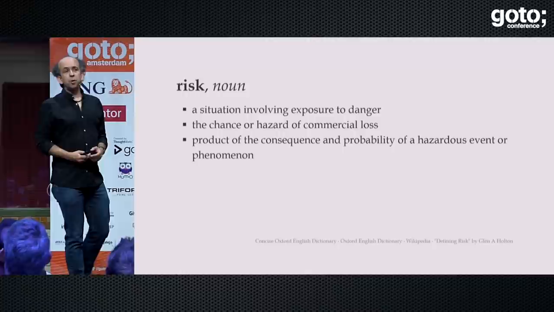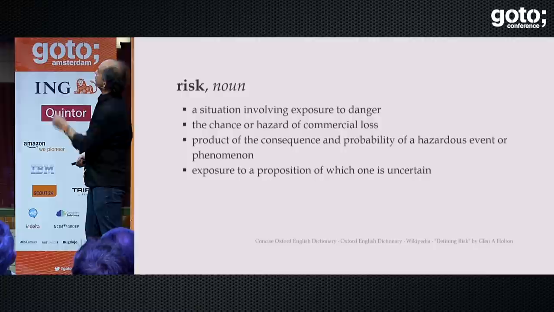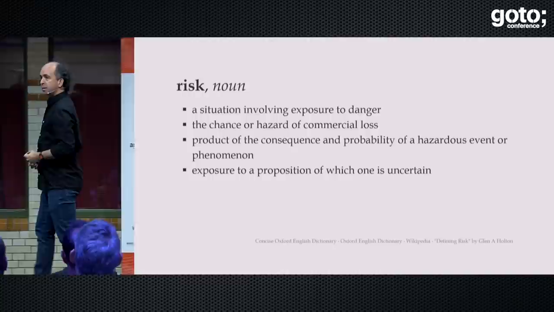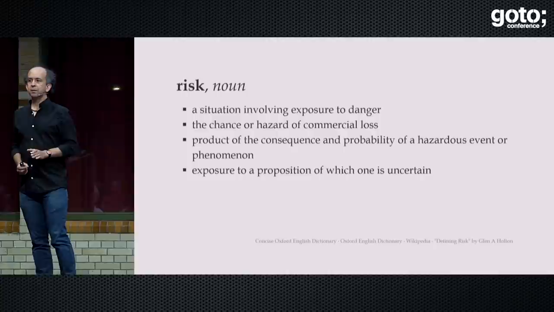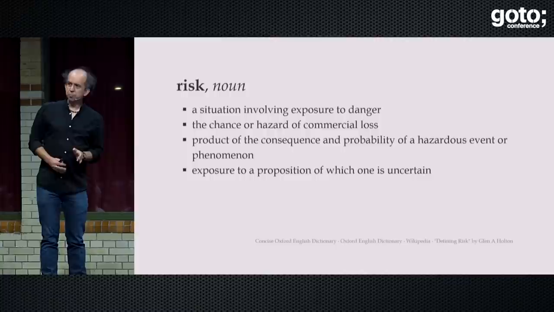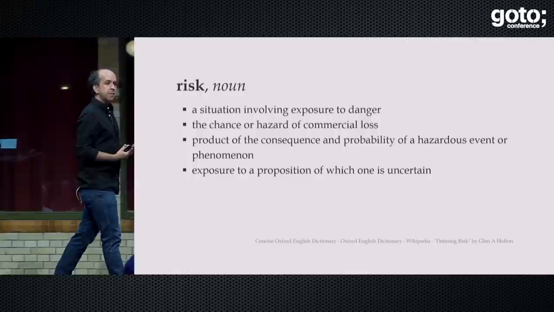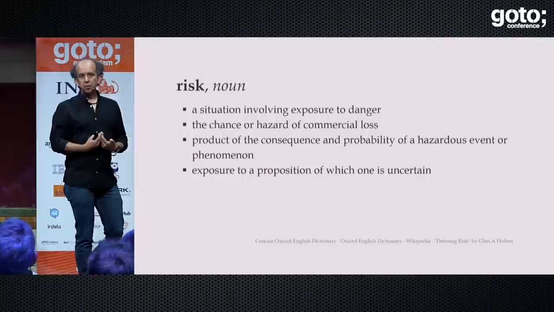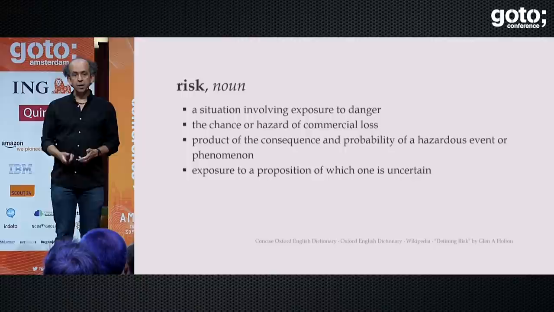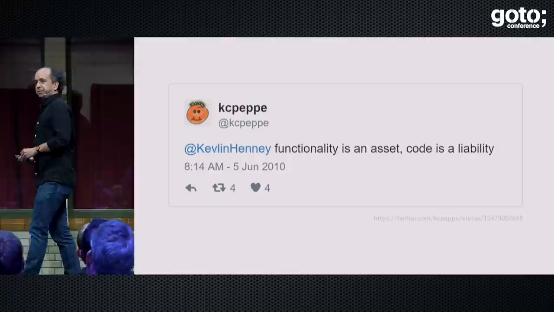It takes the basic idea that we can see exposure to a proposition of which one is uncertain. It's not about uncertainty. It's about exposure to uncertainty. That's a very subtle distinction. If you put yourself in harm's way, then that's clearly going to be a worse proposition than keeping yourself out of harm's way. And so there is this idea of exposure to uncertainty. Risk is something we can do something about. In other words, we can reduce exposure, we can reduce uncertainty by doing a number of different things. And it turns out very few of these things are new. But also there's a mindset change.